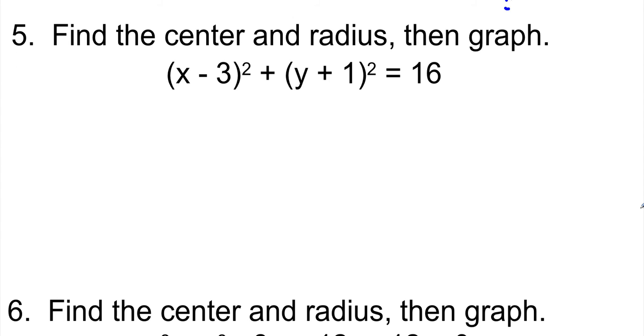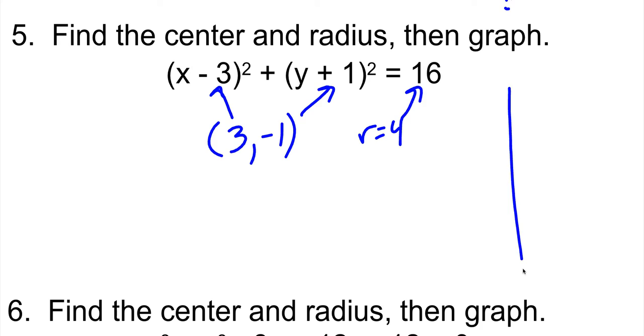All right, for this one, center and radius. Remember, our center comes from these points. So it's going to be (3, −1). It's the opposite of the signs that are in there. Remember, when things are in parentheses, it's often opposite of what we expect. Radius is the square root of that, which is 4.